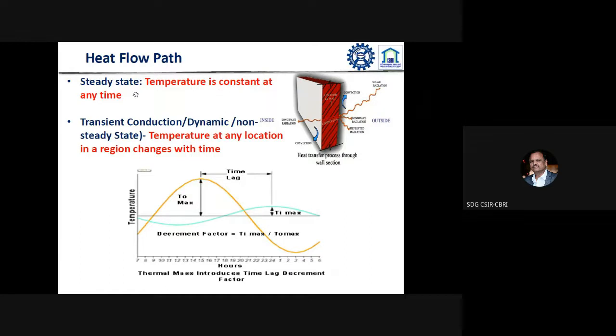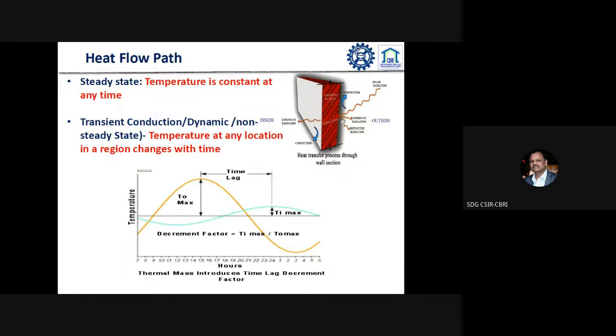In the steady state, we consider that temperature is constant at any time, but that is not true, because the outside temperature moves. If you plot the outside temperature, you may find sinusoidal waves, whereas if you plot the inside temperature, you may see this kind of temperature variation throughout the day. That means this is a non-steady state wherein we need to carry out unsteady analysis. The temperature at any location in the region changes with respect to time.